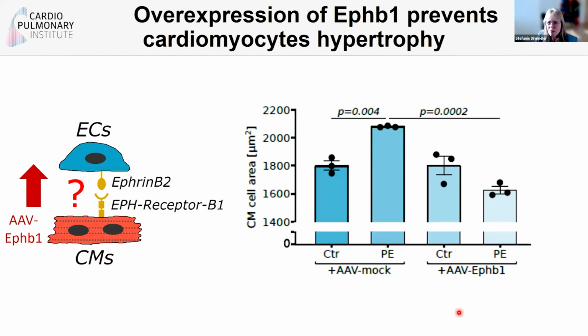And at least in vitro, we found that overexpression of an AAV encoding Ephrin-B1 led to a reduction of this stress response, again in these cardiomyocyte cell cultures. So we see again a stress response, hypertrophy induction by PE stimulation. This was prevented and reduced by overexpression of this receptor. This would suggest that maybe, and this is what we are currently testing, receptor overexpression might be a therapeutic tool also to prevent heart failure, or at least to ameliorate further progression of heart failure.